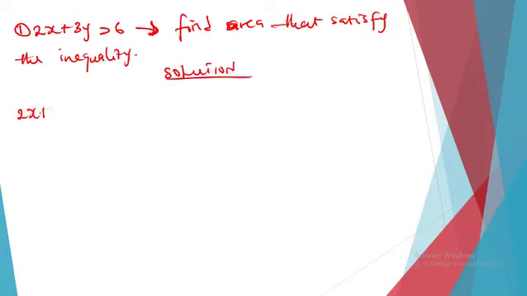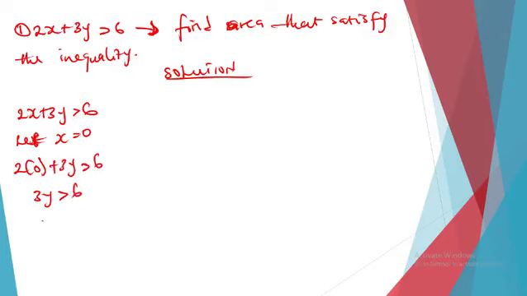We have 2x plus 3y being greater than 6. So we start by letting x equal to 0. When x is 0, we have 2 into 0 plus 3y being greater than 6. So 3y is greater than 6. y will be equal to 6 divided by 3, which is 2. So when x is 0, y is 2. That's the first coordinate.